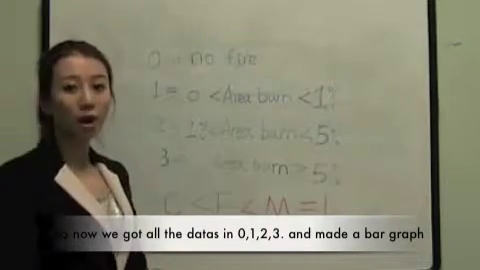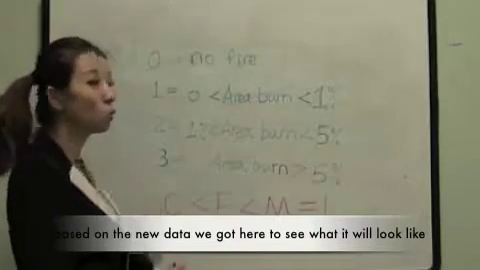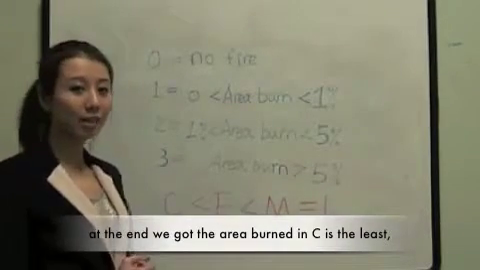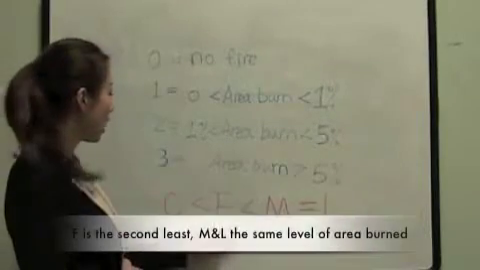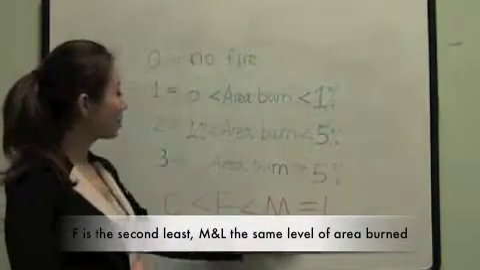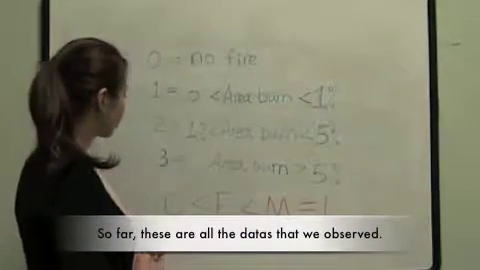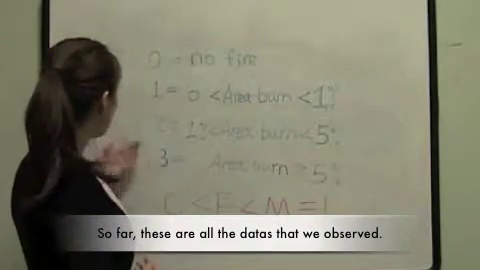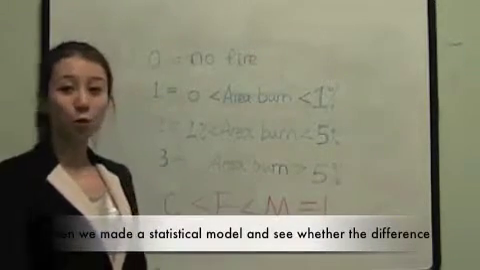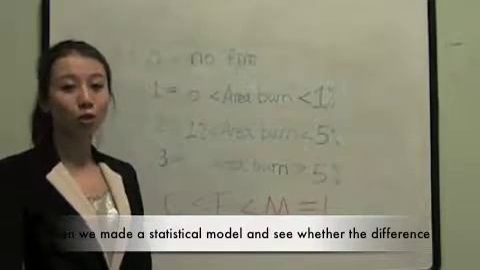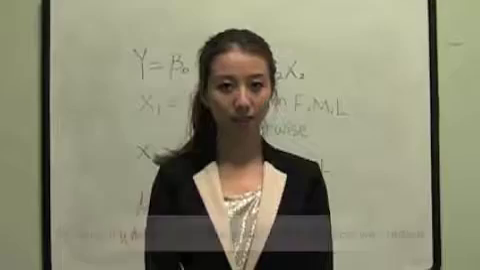We made a bar graph based on all the new data to see what it will look like. In the end, we got the area burned in C is the least, F is the second least, and M and L have the same level of area burned. So far, those are all the data that we observed. Then we will make a statistical model to see whether the difference we observe is significant or not.